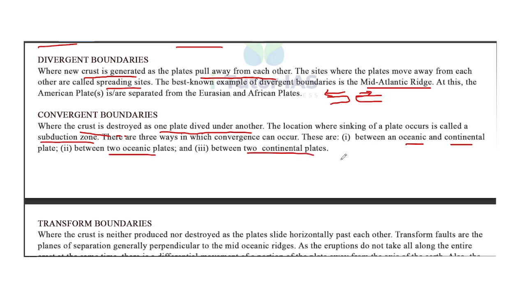Okay, so there are three types of convergence: ocean-continental convergence, ocean-ocean convergence, and continental-continental convergence. Okay, so that is the convergent boundaries. Here, what happened? First, this is one plate and this is another. They come together. Then what happened? Next step, they collide with each other. And finally, what happened? The denser one goes down.